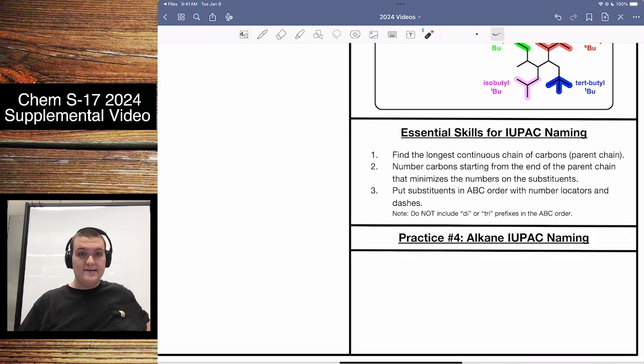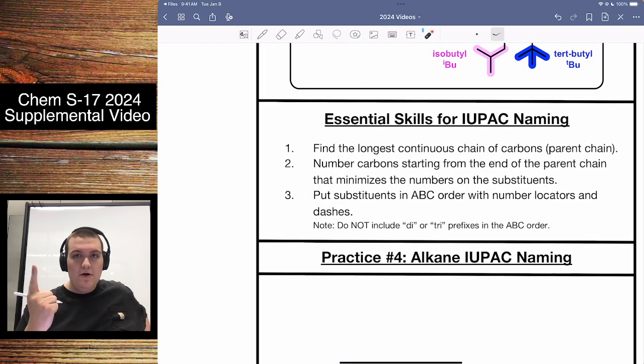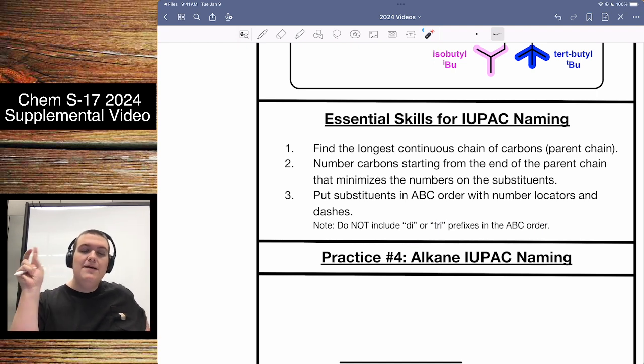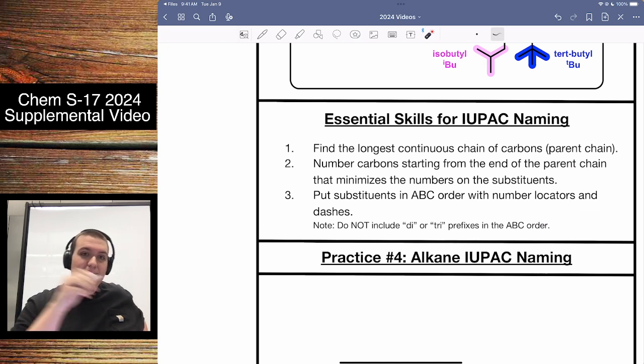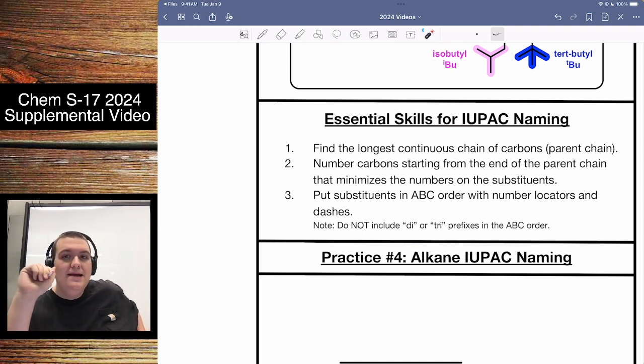So for our purposes, the 3 biggest things that we need to consider are: 1, we need to find the longest continuous chain of carbons, and that is what we're going to call our parent chain. 2, we have to figure out which way to number the carbons on our parent chain. Typically, we can imagine it being left to right or right to left. And we want to number it in a way that minimizes the numbers on the substituents.